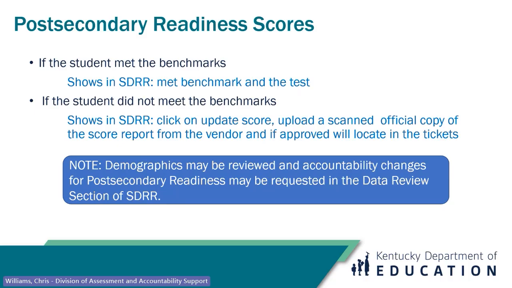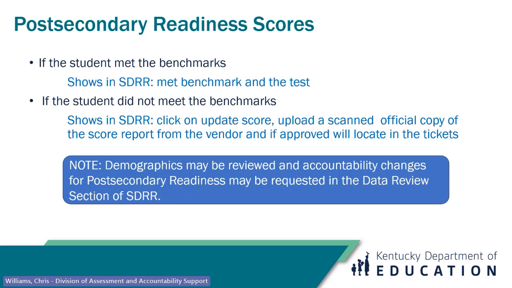So if you've got a student who is not showing that they met the benchmarks, and the student met the benchmarks, and you have the official copy from the vendor, you want to make sure that you upload that because you're going to open up a ticket in SDRR. And then you'll be able to go in underneath post-secondary readiness scores and upload that scanned file from your computer into SDRR for the data review section of this.